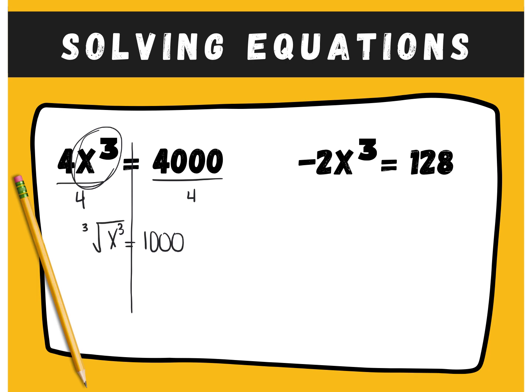Just like before, I need to cube root. Be sure to put that little 3 right here. That shows that I'm not square rooting, I'm cube rooting to get rid of the 3 exponent. I want to do the same thing on the right-hand side to keep my equation balanced.